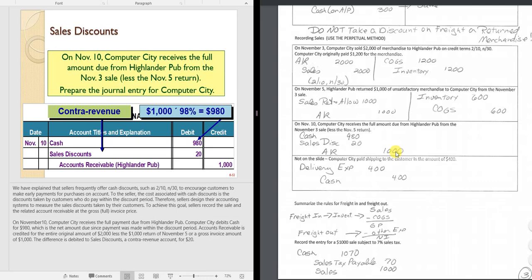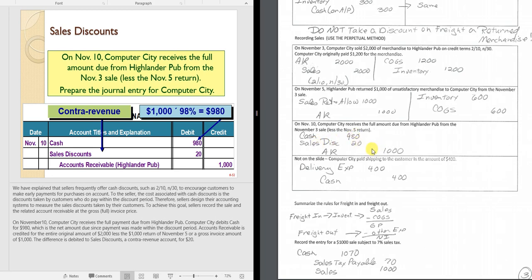Then I ask myself, did they get the discount? And if they made the 10 days, November 3rd to November 10th, that's 7 days, so I made the discount. By the way, I'll never put one on the 13th. I didn't get you confused. It's the 13th, the 11th day, or the 10th day, but anyway. So I take 2% of 1,000. 2% of 1,000 is $20, so I got cash of $980, and a sales discount is $20.